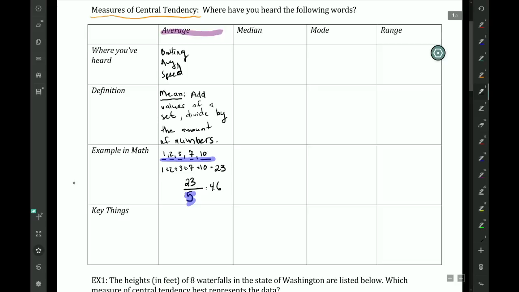Key things. It is always the sum in the numerator over the total number of things in the denominator.